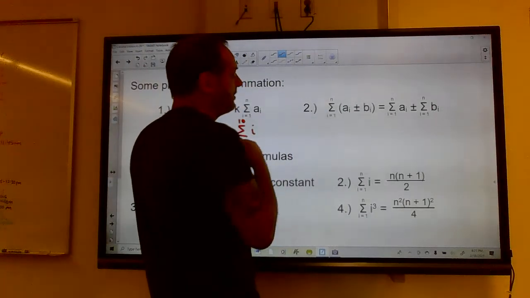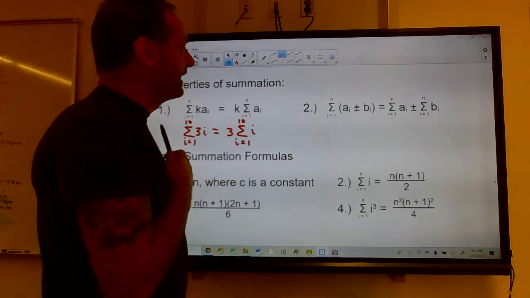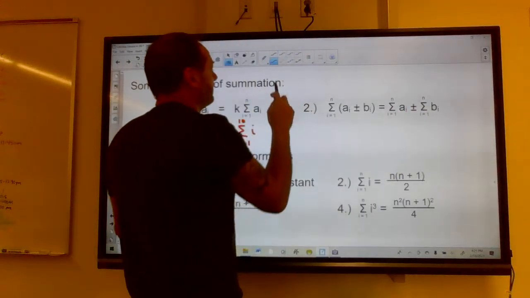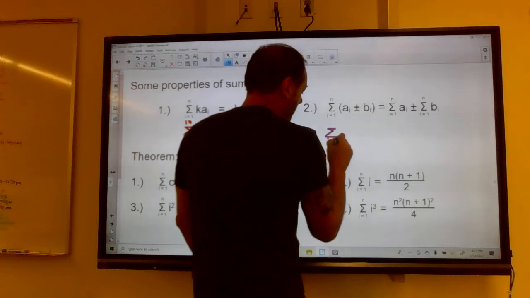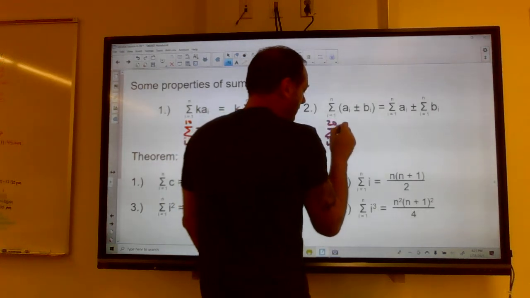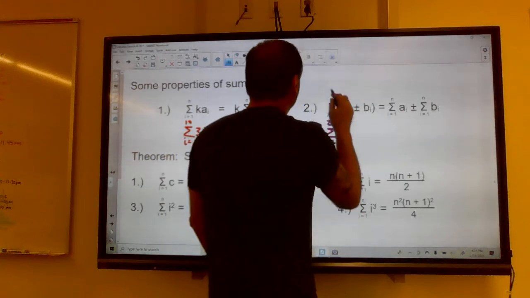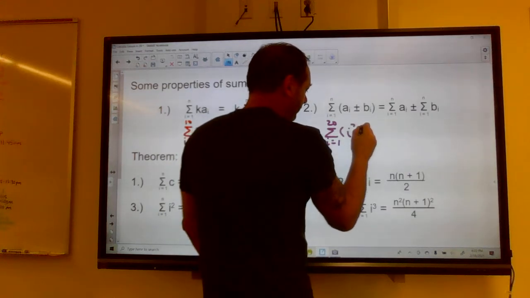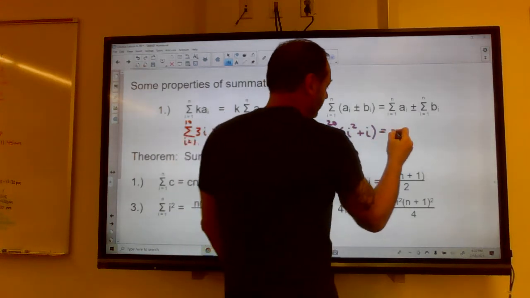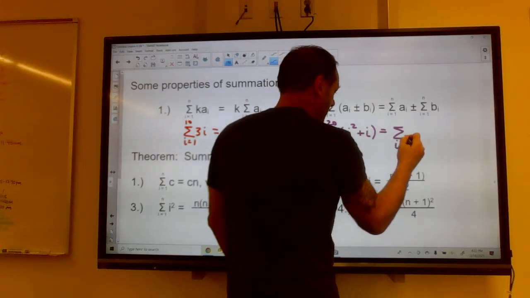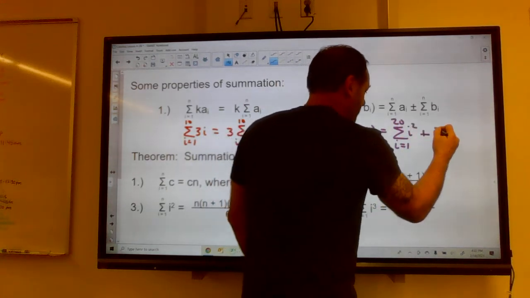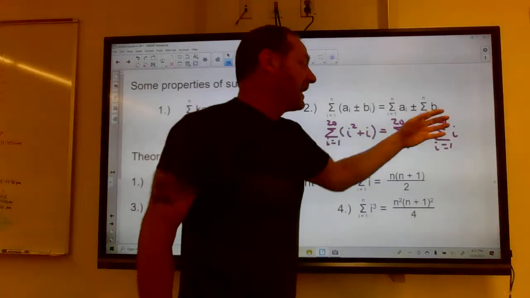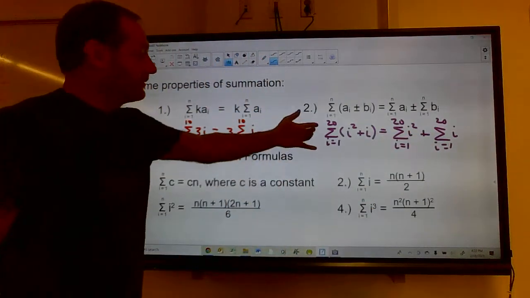Here, the sum from i equals 1 to n of the a sub i plus b sub i's, or it could be minus, you can break that apart into two pieces. So this would be something like this. The sum from i equals 1 to, say, 20 of i squared plus i's. So what I can do is I can just break this up and make this the sum from i equals 1 to 20 of the i squareds plus the sum from i equals 1 to 20 of the i's. And then I can find this and I can find that. I can add the answers together, and that gives me the answer to this.